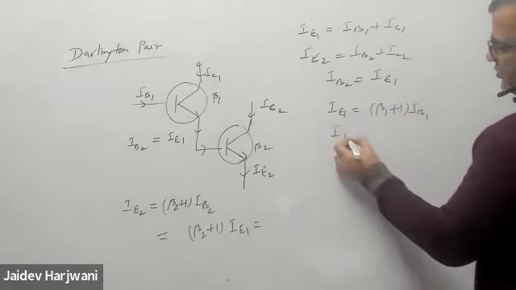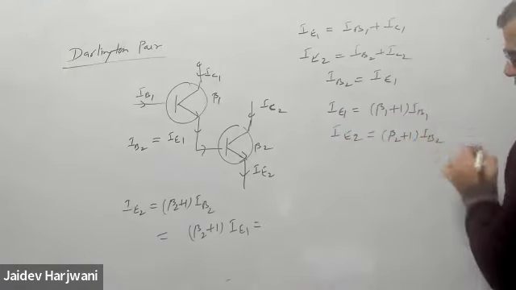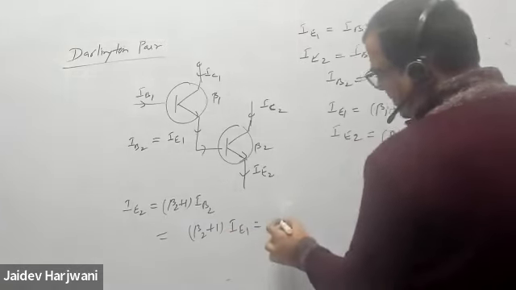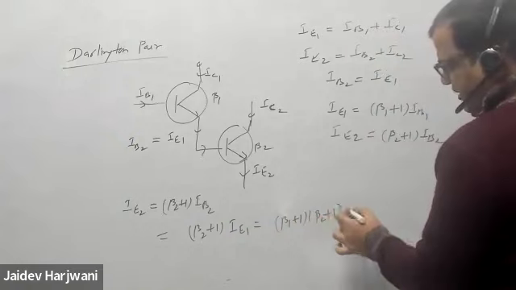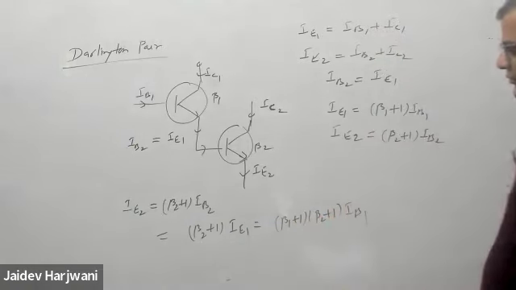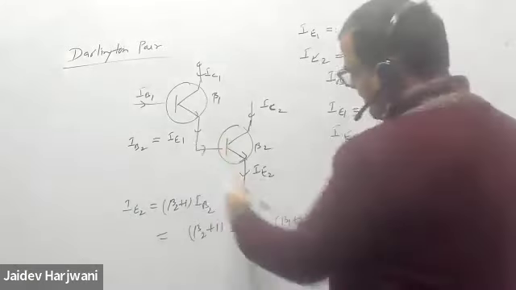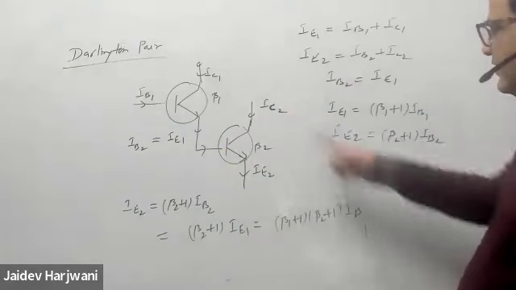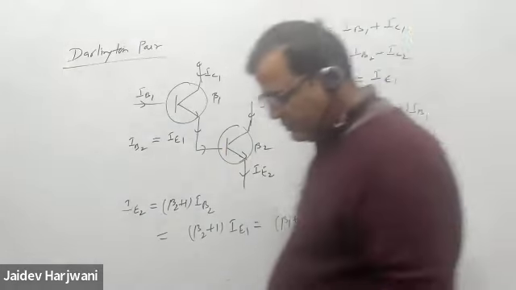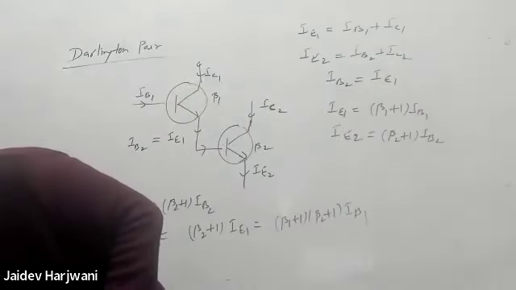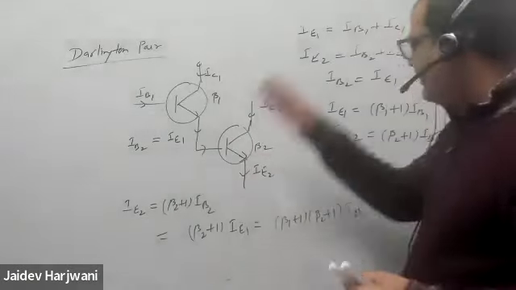Similarly, IE2, what can I write? Beta 2 plus 1 times IB2. So this becomes beta 2 plus 1 times beta 1 plus 1 times IB1. Okay. So this is my IE2. In this type, I can amplify my gain in multiplication. So two transistors connected in such a manner are called your Darlington pair.